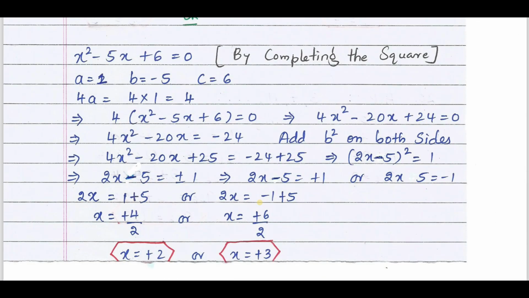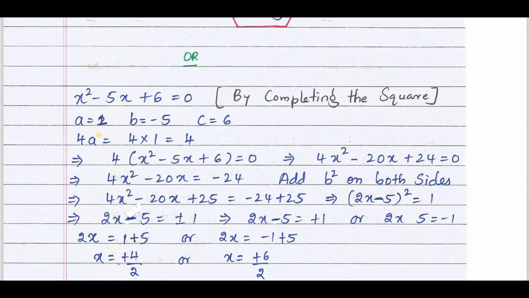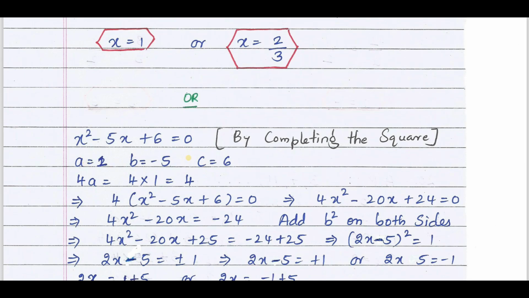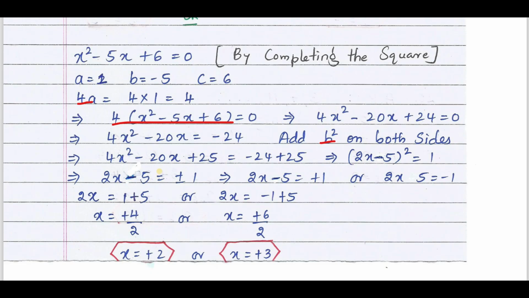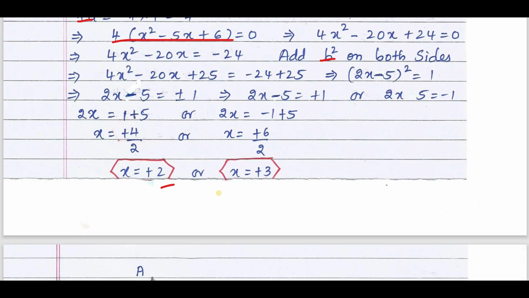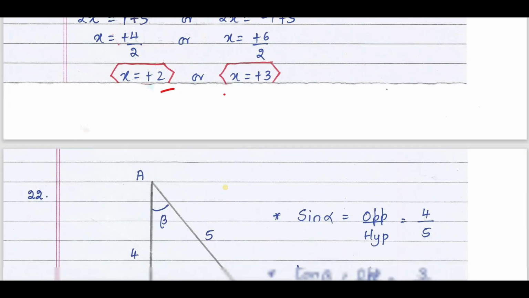Next, by the completing the square method, a repeated question in the model paper as well as in the repeated concepts. In the completing the square method, first write down the coefficients a, b and c. Find out the value of 4a, multiply 4a to the whole equation and shift the constant term to RHS, add b square on both sides, complete the square, you will get the value of x equals plus 2 and plus 3.